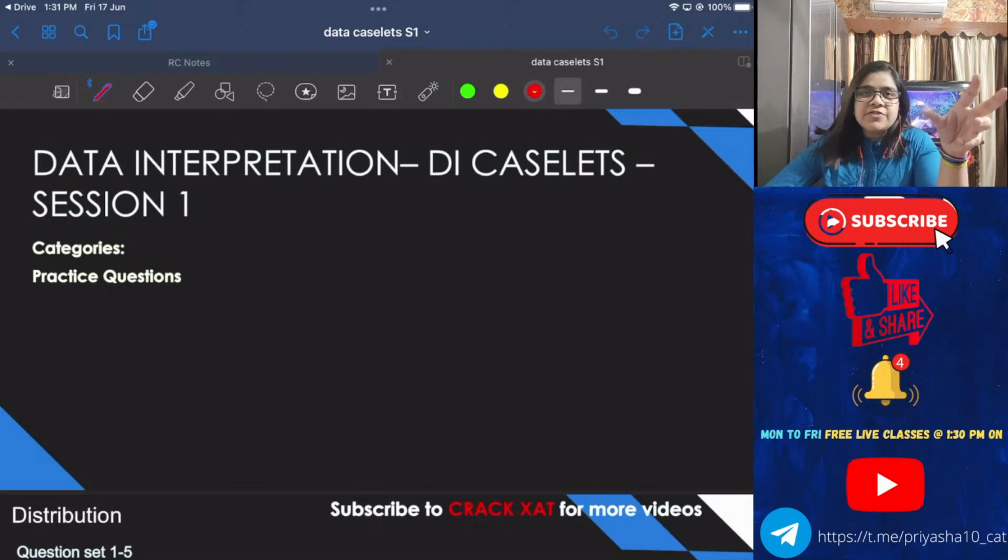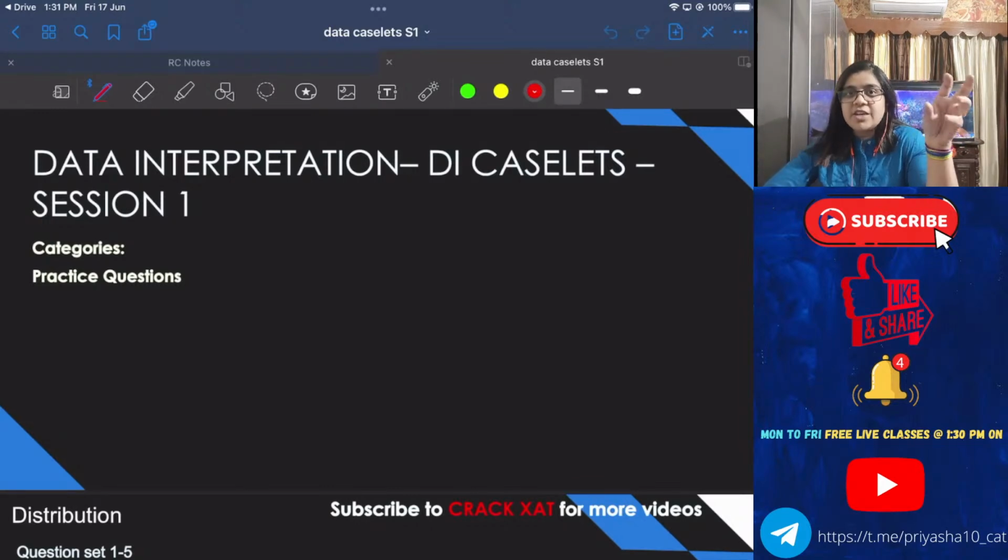As you all have seen already in the Telegram group, we discussed that we would be doing 3 caselets today, 15 questions total. So make sure that you are fast enough to grasp it. It's not a difficult caselet for sure.